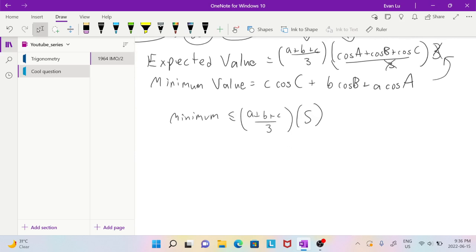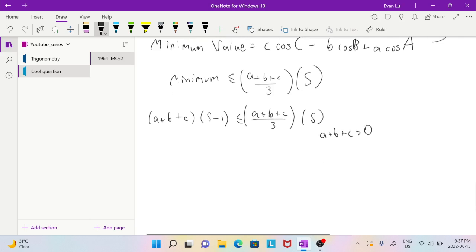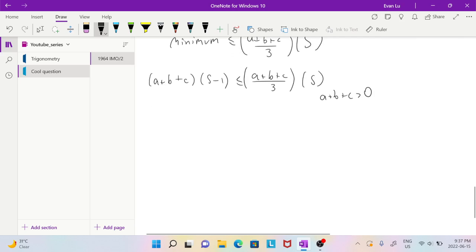So let's just sub that in. (A plus B plus C) times (S minus 1). And here we can notice that A plus B plus C is always positive, right? Because they're the sides of a triangle. So we can just divide both sides by that and multiply by 3. So 3S minus 1 less than or equal to S, 2S less than or equal to 1. And there we go, S less than or equal to 1/2.